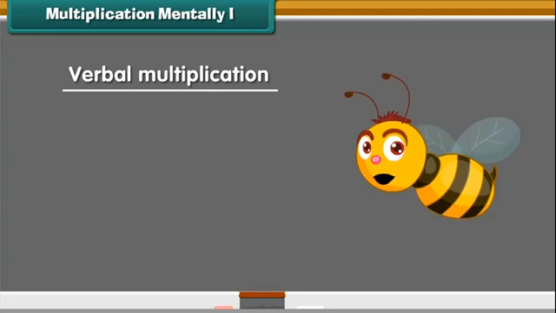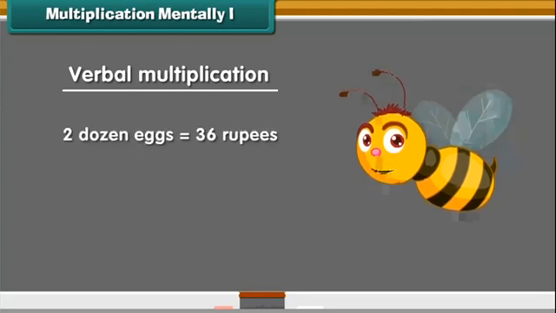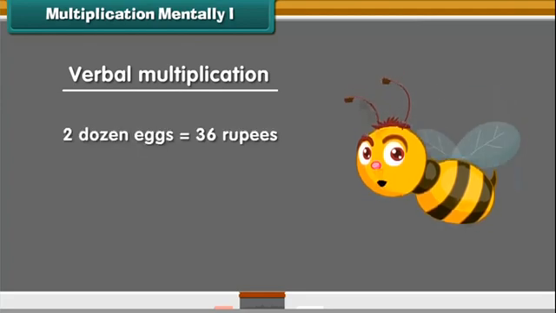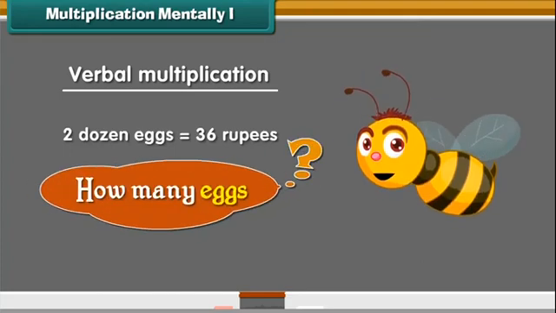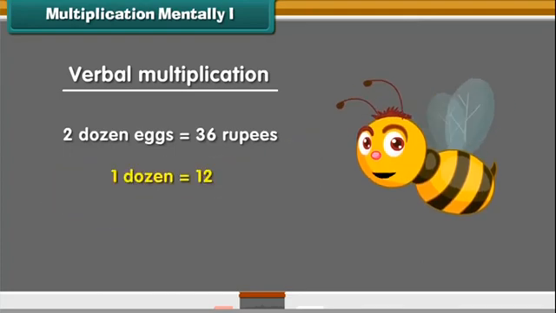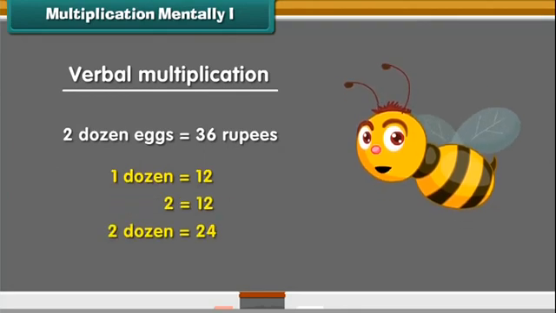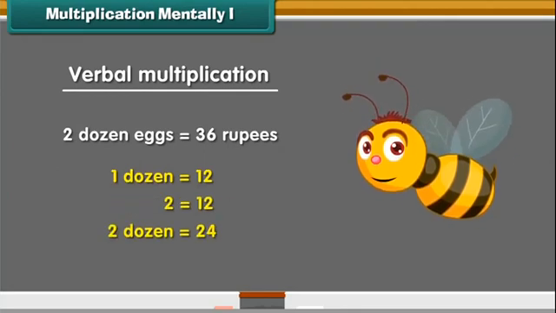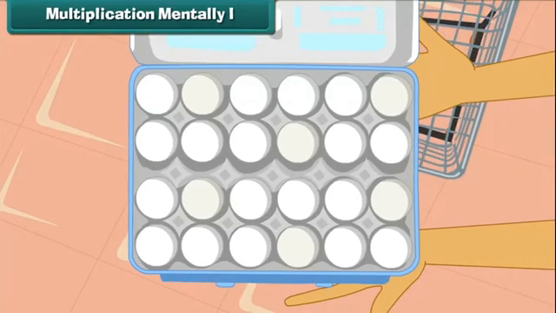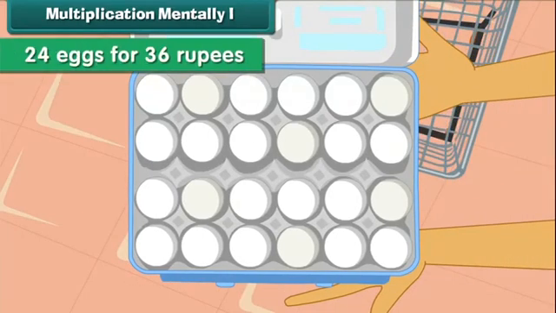Let us look at some examples of verbal multiplication. Jennifer buys 2 dozens of eggs for 36 rupees. How many eggs did she buy? We know 1 dozen equals 12. Therefore, 2 dozen will be equal to 24. Thus, Jennifer bought 24 eggs for 36 rupees.